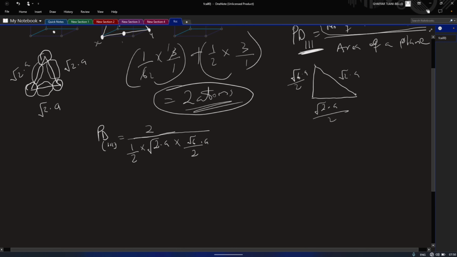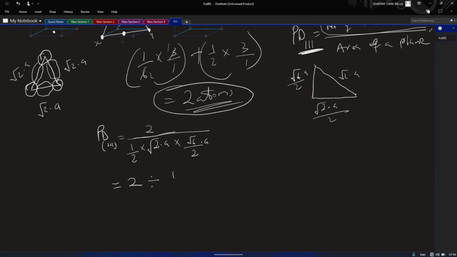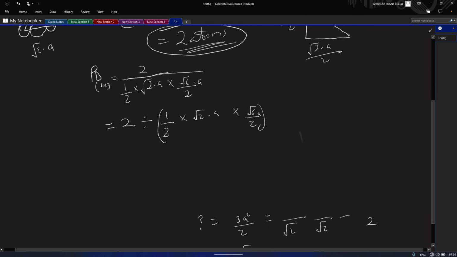So let's go ahead by saying 2 divided by, okay, not to be too fast, 1 over 2 times root 2 dot a times root 6 over 2 dot a. Sorry, I just want to make sure I write that way. Root 6 dot a over 3.